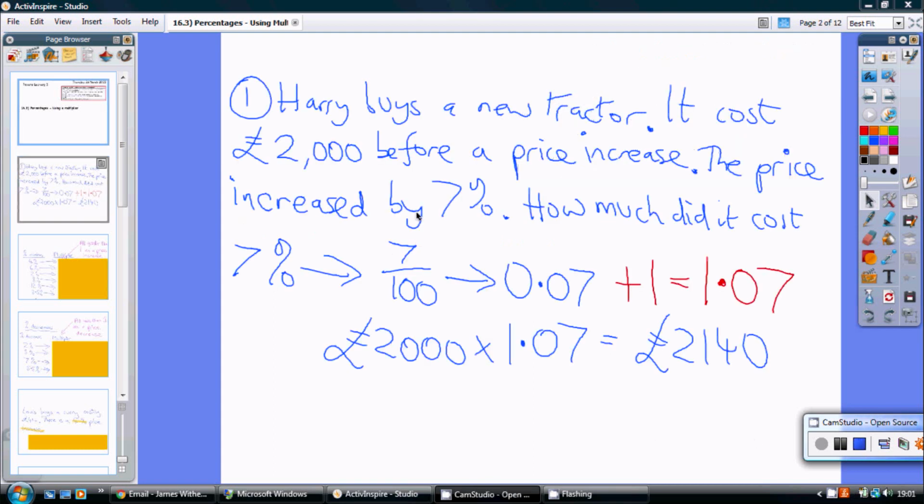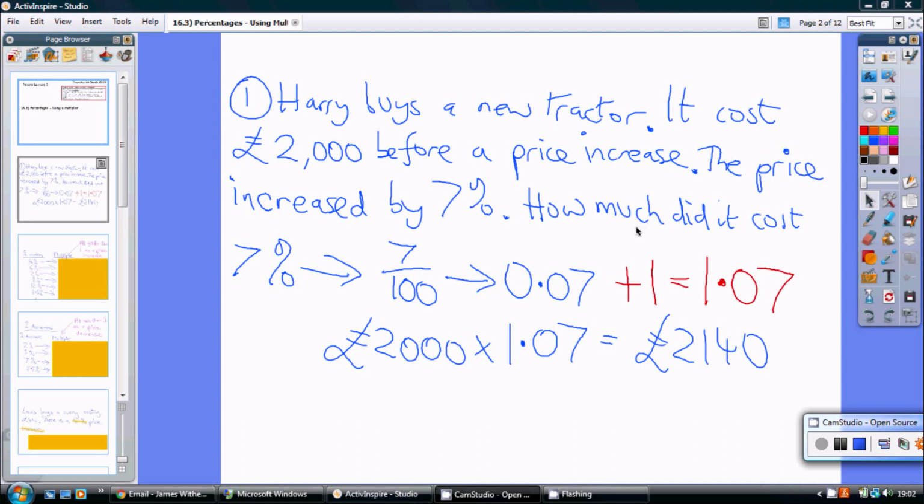So let me give you an example of how one of these works. Say you've got a question like this. Harry buys a new tractor. It costs £2,000 before a price increase. The price increases by 7%. How much did it cost? So this is your thought process. Okay, you've got to increase it by 7%.